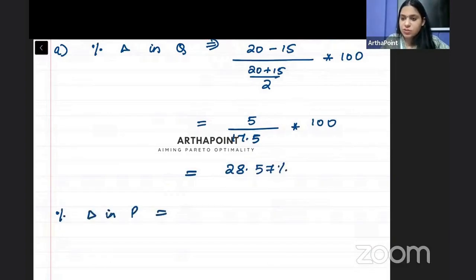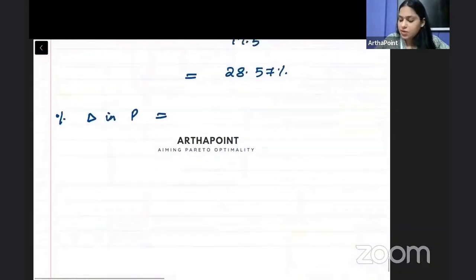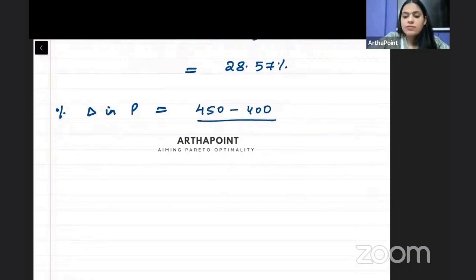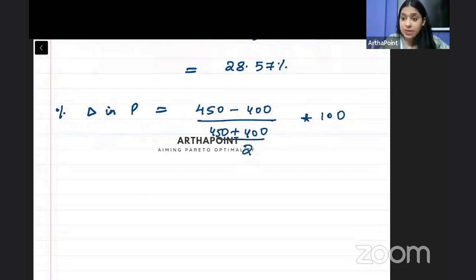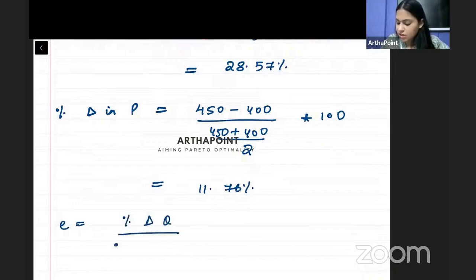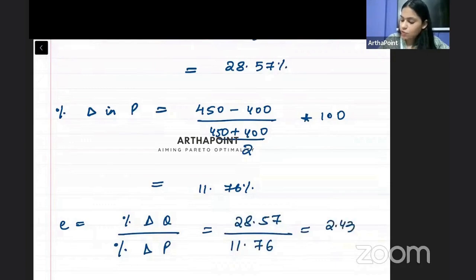Now find out percentage change in price. So percentage change in price will be what beta? Price is going from 400 to 450. So we can go ahead and say 450 minus 400 upon, find out the average, 450 plus 400 by 2 into 100. So percentage change in price accordingly beta, this will come down as 11.76%. ठीक है? Now, what will be elasticity? Percentage change in quantity due to percentage change in price, 28.57 divided by 11.76, 2.43.